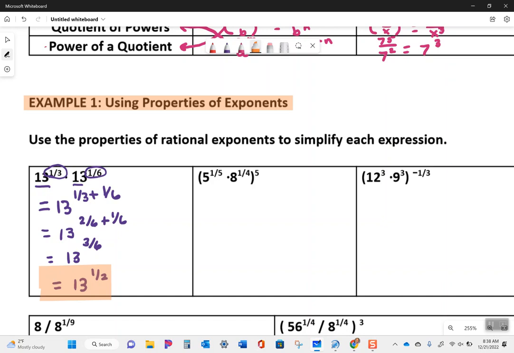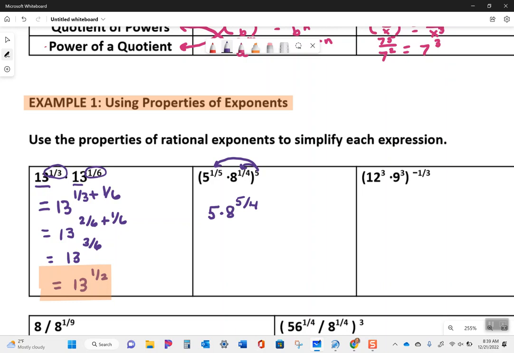Okay. Next one, we have some parentheses. I kind of like this next one. It's a pretty cool little problem. I've got 5 to the 1/5 times 8 to the 1/4. I could bring this 5 into this one and bring this 5 into this one. So here we go. This becomes 5. What's 5 times 1/5 going to be, kids? Won't that just be 5? Times 8 to what power? 5 over 4.